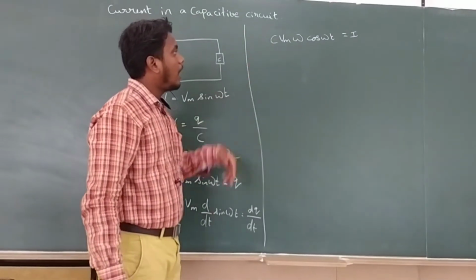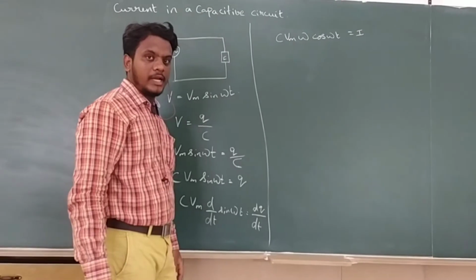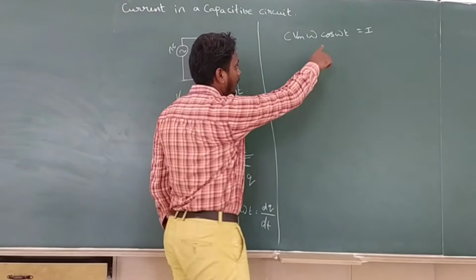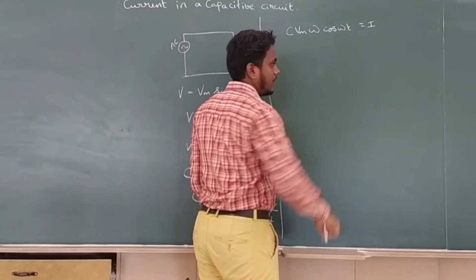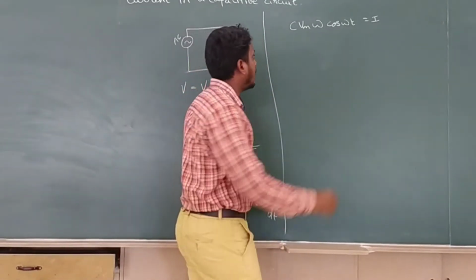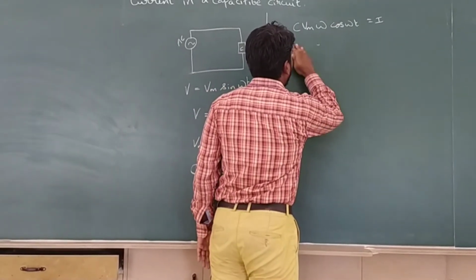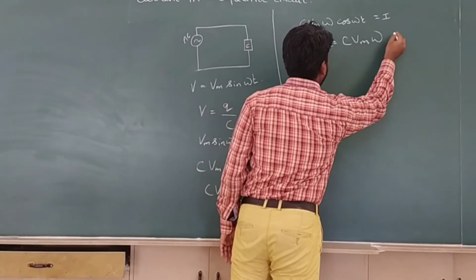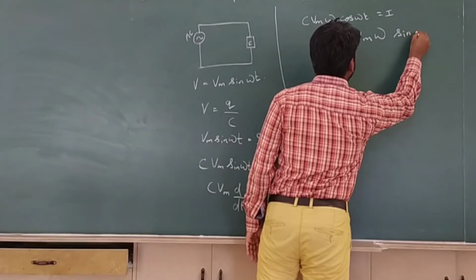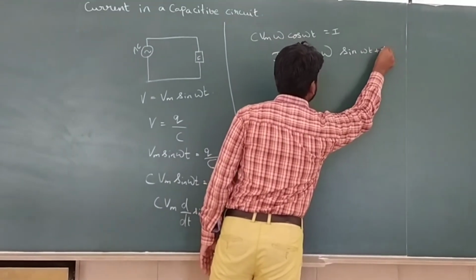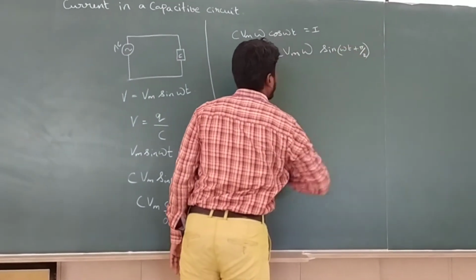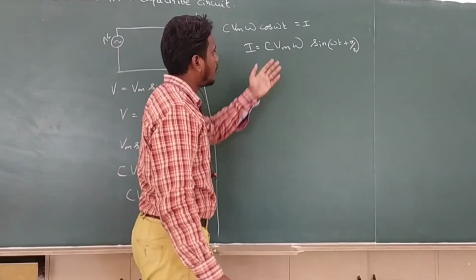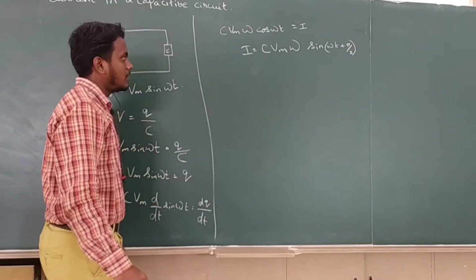So how do I need the current value actually? I need the current value in the form of a sine function, right? So how can I make it a sine function? Cos theta equals sine of theta plus 90. So I equals C Vm omega sine of omega t plus pi by 2. Do you get this? So this is the value of current in a capacitive circuit.